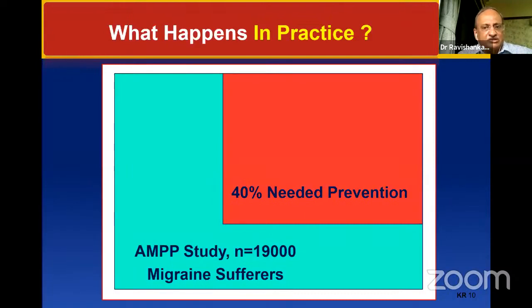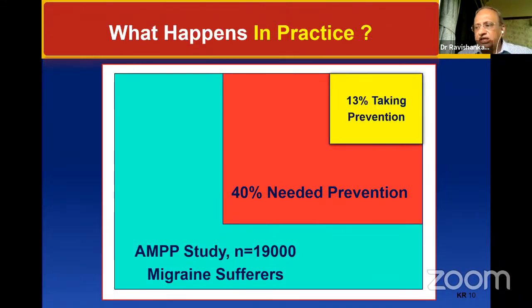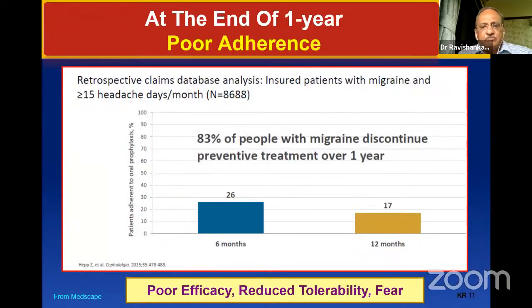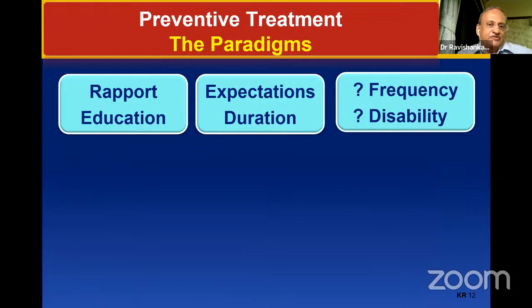But what happens in practice is quite different. In this study, they found that 40% of patients out of a total of 19,000 were candidates who needed prevention, but only 13% were taking it. And what happened at the end of 1 year? There was just 17% who were continuing it. 83% of people with migraine discontinue preventive treatment at the end of 1 year because of poor efficacy, reduced tolerability, and fears. Big number.